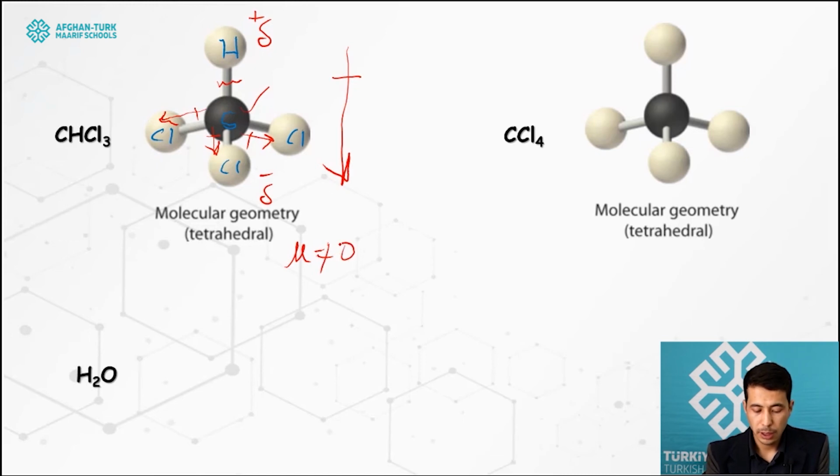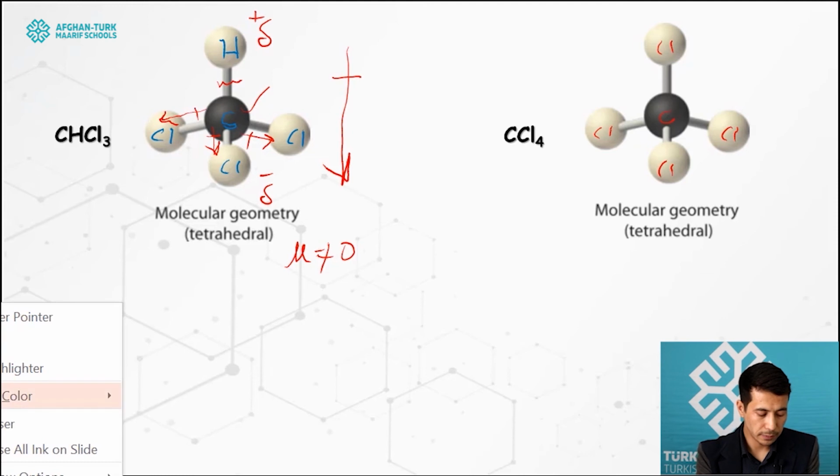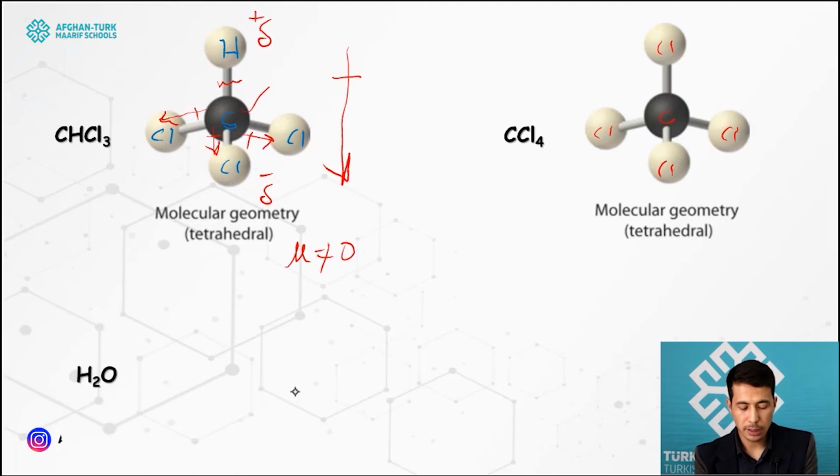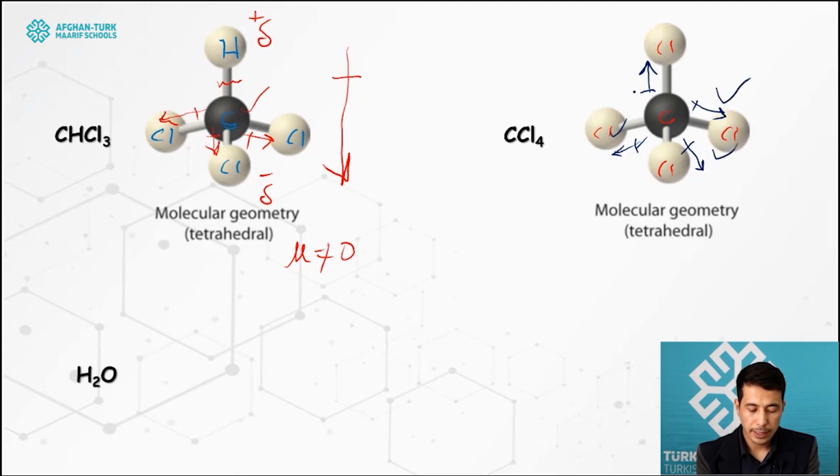It's a polar molecule. Let's go to carbon tetrachloride, with carbon in the middle and 4 chlorines at the sides, each having a single bond. In this case, students, if we want to write the dipole moment of each one, from carbon to chlorine, we can write something like this. We can write this vector again and again. But you know that it's a tetrahedral molecule, so the overall polarity of the molecule will become 0. Why? Because all 4 bonds will cancel each other.